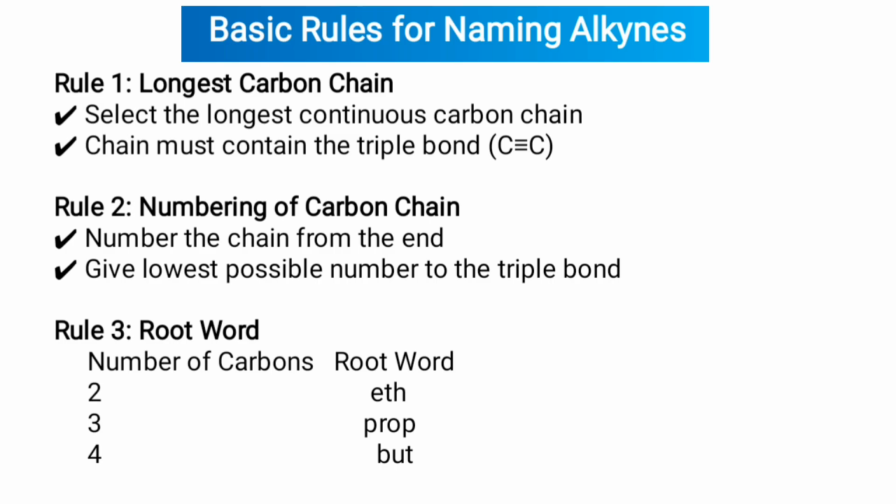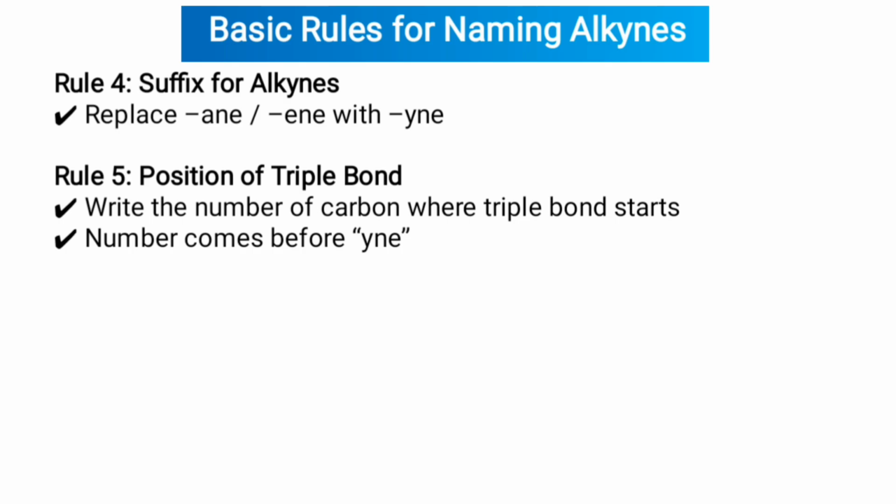Rule 3: Root words. They depend on the number of carbons. Root word for 2 is eth, for 3 is prop, for 4 is but, and so on. And Rule 4 for naming alkynes, suffix for alkynes: replace ane or ene with yne. Rule 5: Position of the triple bond. Write the number of the carbon where the triple bond starts. The number comes before the suffix yne.